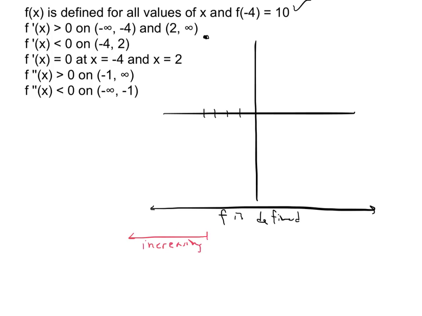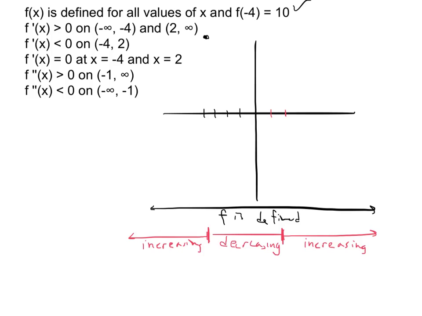And then between 2 and infinity, I again am going to be increasing. Right? Then we go on and we look at this next thing. This next statement says that the derivative will be negative between negative 4 and 2. Alright, so this is convenient. Between negative 4 and 2, my function is supposed to be decreasing. Okay.